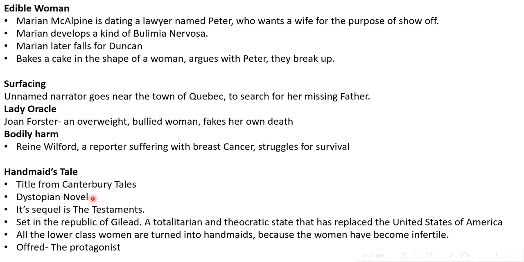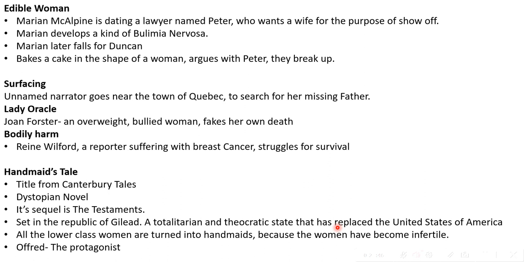Okay. And the sequel to this work is The Testaments, which is set in the Republic of Gilead, again a fictional world. It is about a theocratic and totalitarian society which has replaced the United States of America. Here, the women of this society are unable to give birth to children. So the lower class women are being forced to have relationships with upper class men and give them children. These are basically the duties of handmaids, where they have to deliver children for other people.